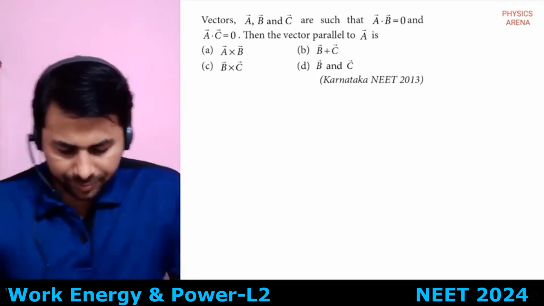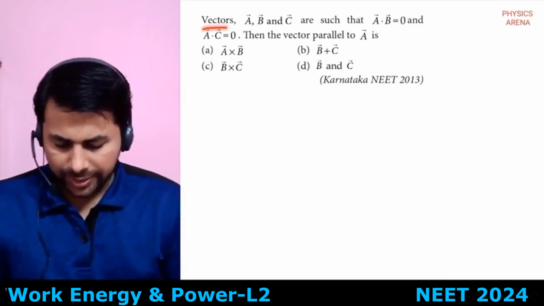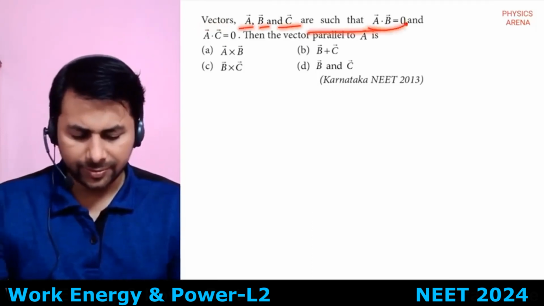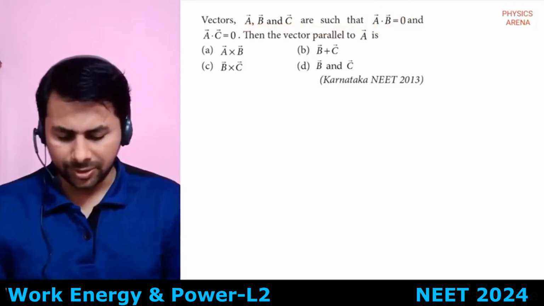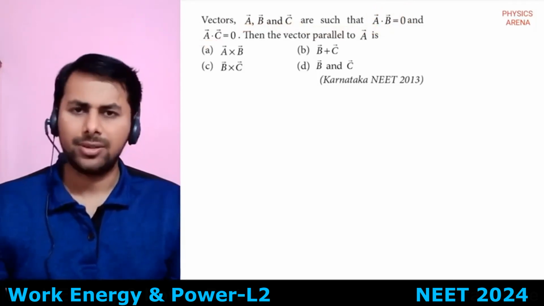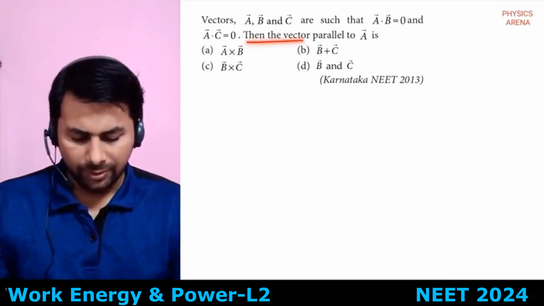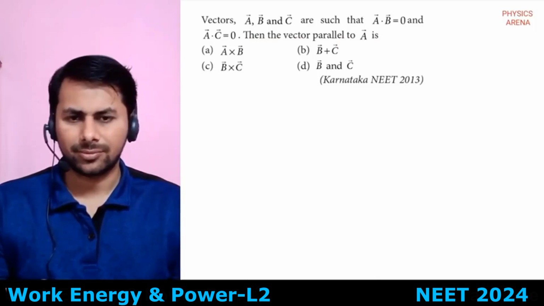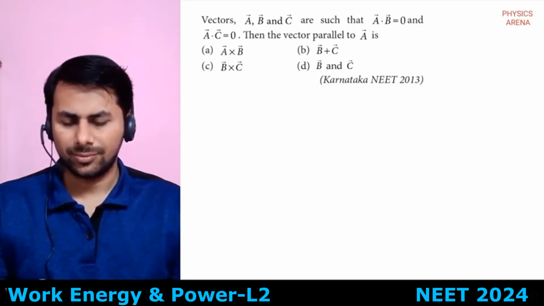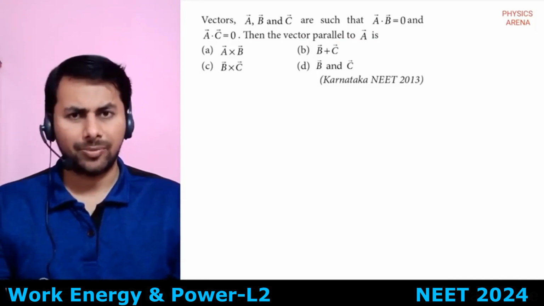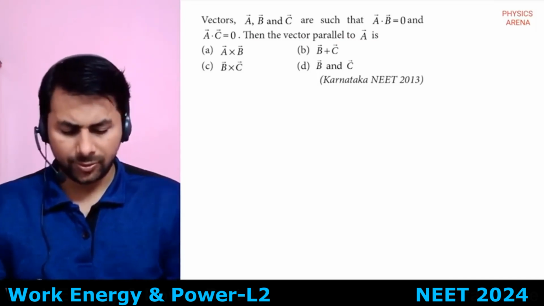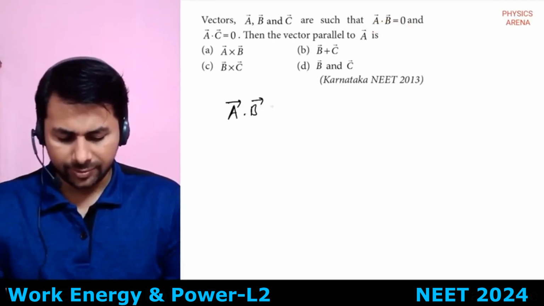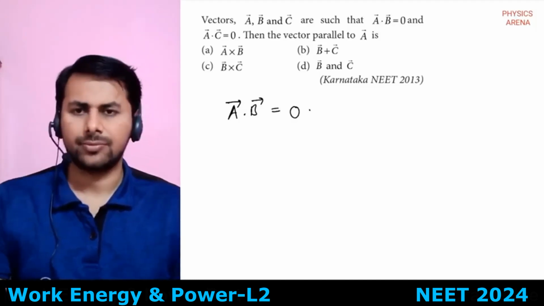All right. So let's see this problem. First problem: vectors a bar, b bar, and c bar are such that a bar dot b bar is equal to 0 and a bar dot c bar is also equal to 0. Then the vector parallel to a bar is, tell me. A bar dot b bar is equal to 0. So what can you say from this? You have a bar dot b bar equal to 0.